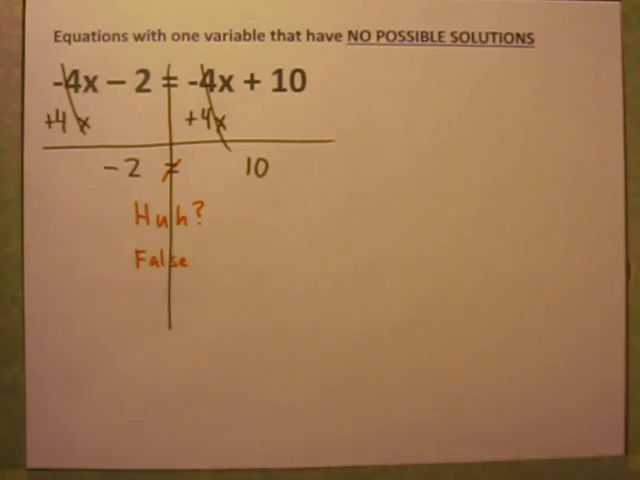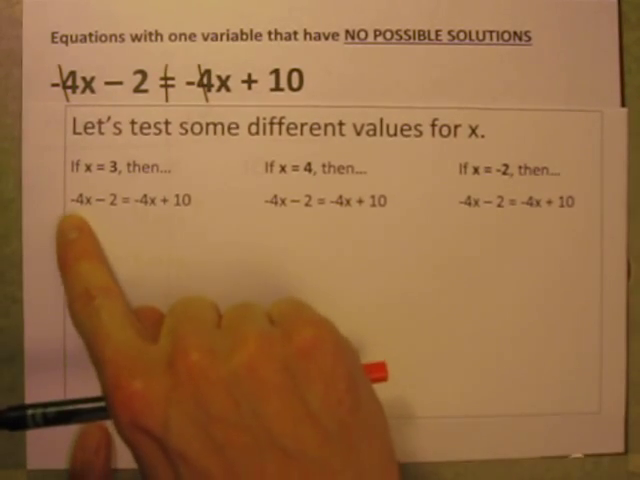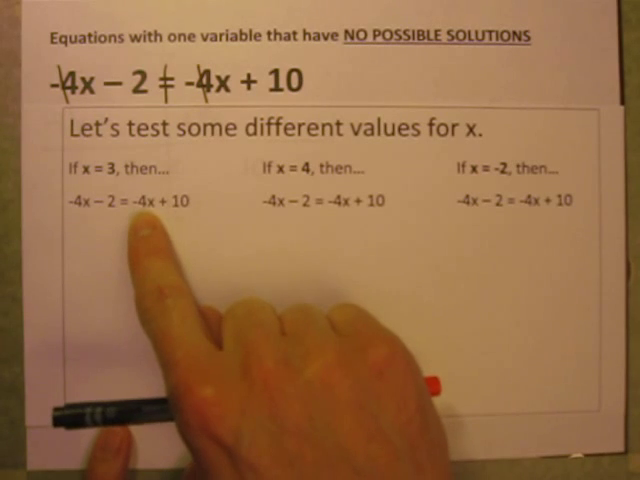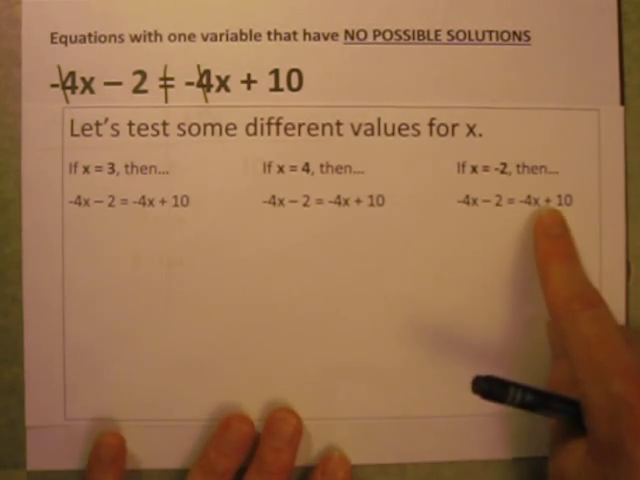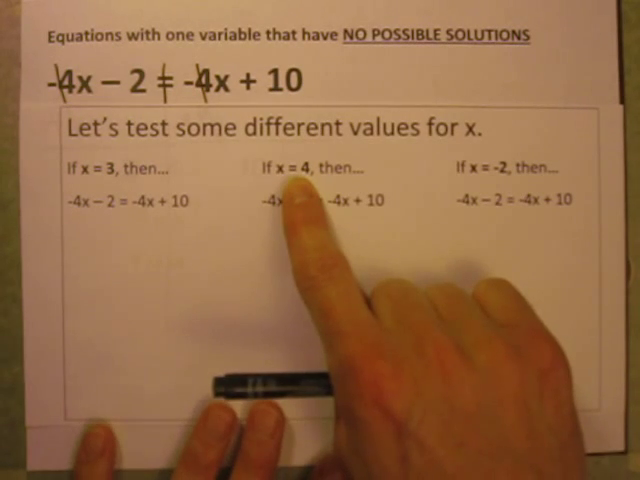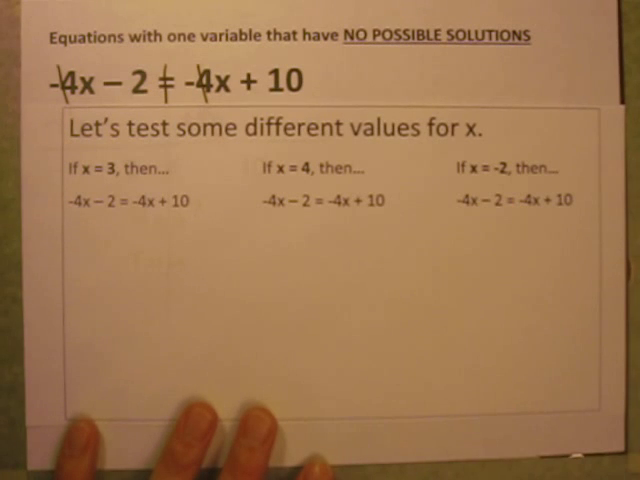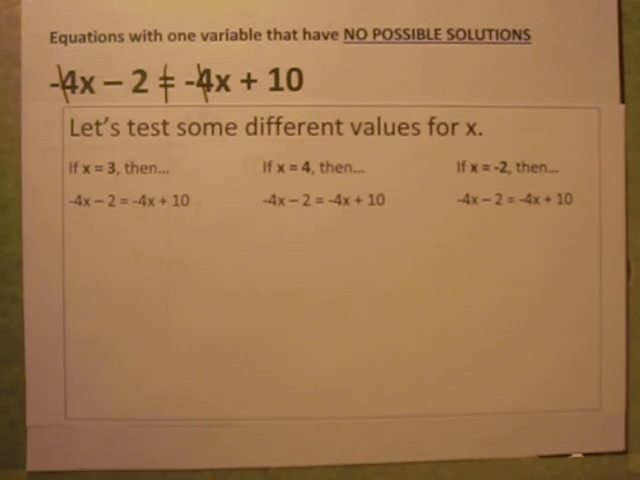Let's just test a couple to see if that really is true. So here's that same equation. Negative 4x minus 2 is equal to negative 4x plus 10. I wrote it 3 times. Let's test it for when x is equal to 3, when x is equal to 4, and then let's throw in a negative just to see if that would work. What happens when x is equal to negative 2? So let's try it.